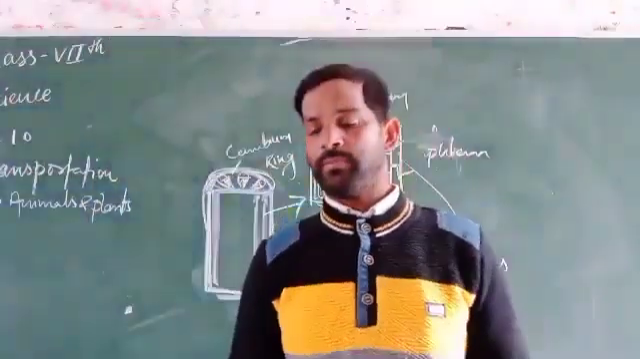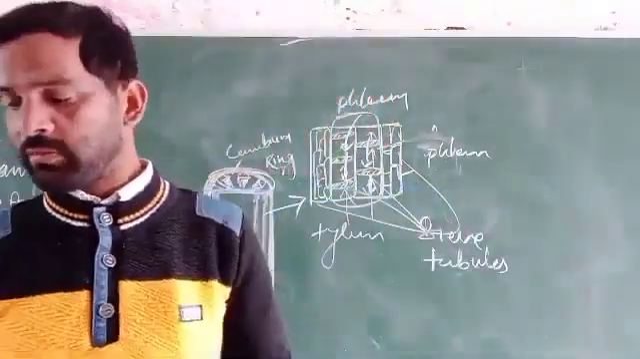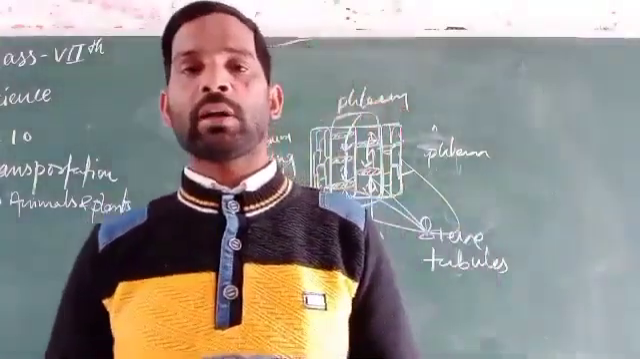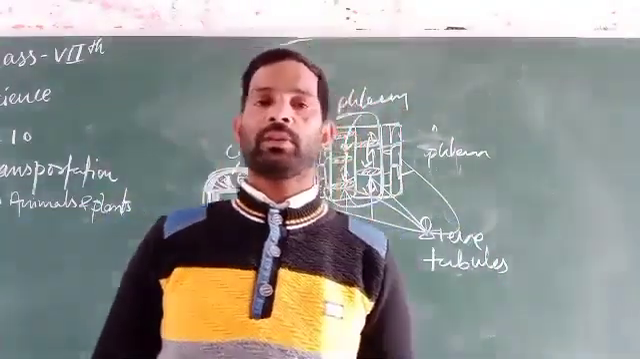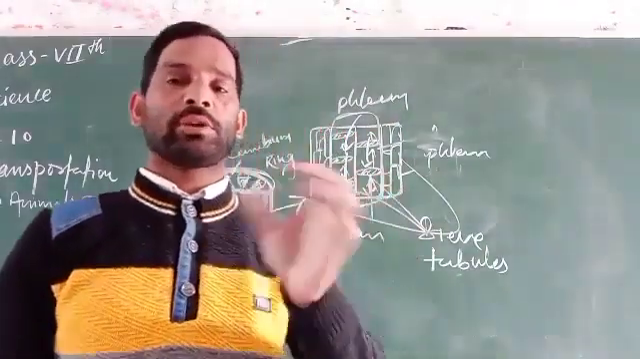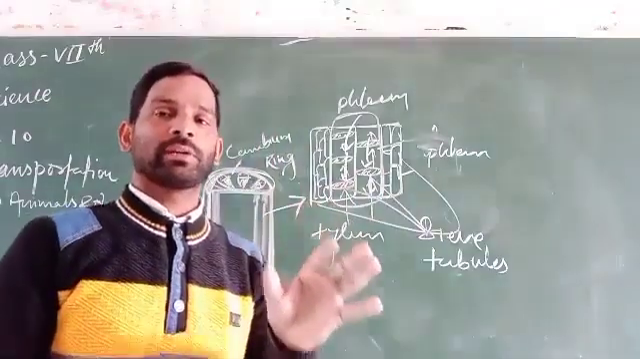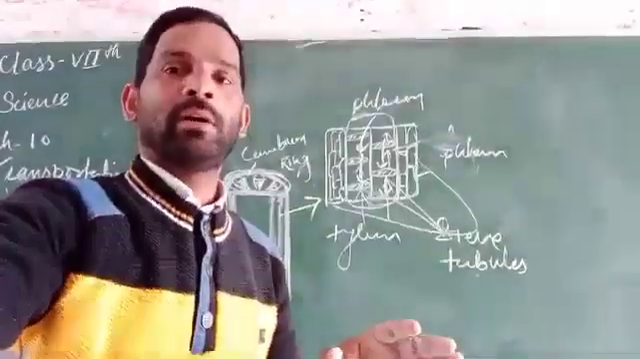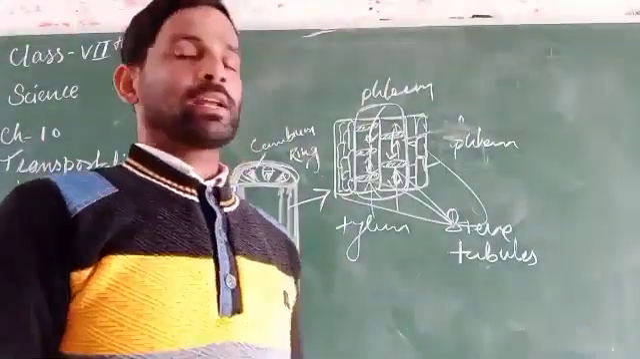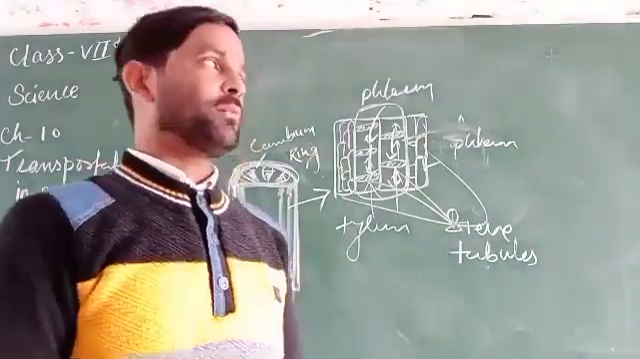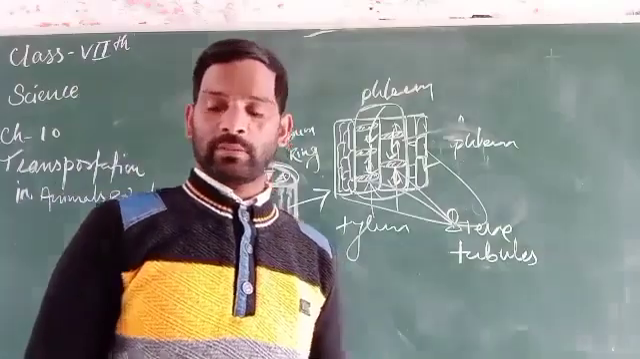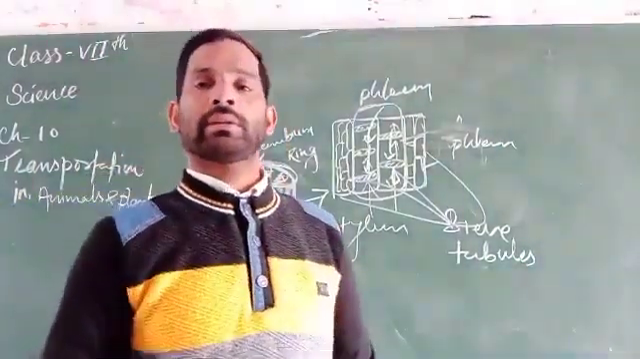Now there is translocation. What is translocation? The transportation of food from the leaf to the different parts of the plant through a very special structure is called translocation. Translocation means the supplying of the food material to the different parts of the plant. What is transpiration? Transpiration is the process by which a very huge amount of water is lost through the margin of the plant, that is called transpiration.